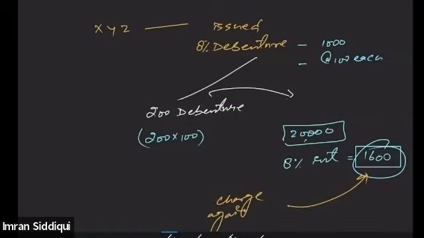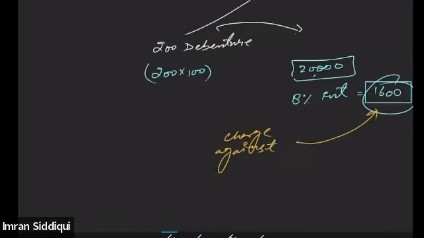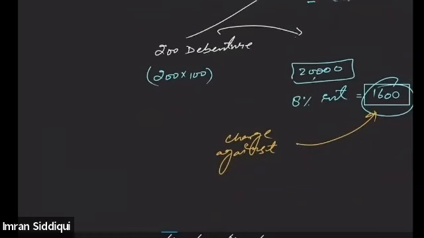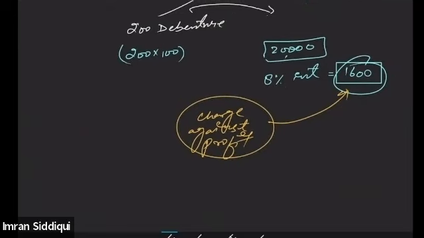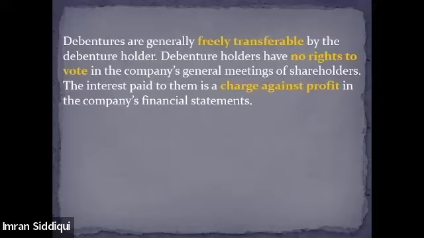So what is the effect of creating this interest as a charge against profit? If the interest is charged against profit, that means interest needs to be paid by the company irrespective of the situation, whether the company is generating a sufficient amount of profit or not. The company has to give this much interest to the debenture holder. So the debenture holder's interest is considered as a charge against profit.